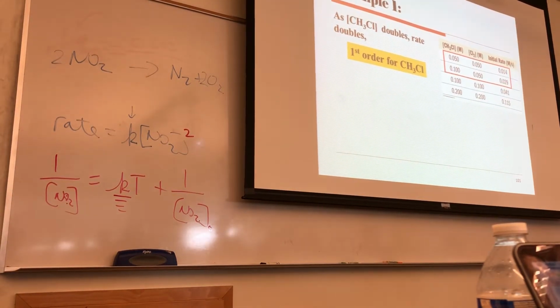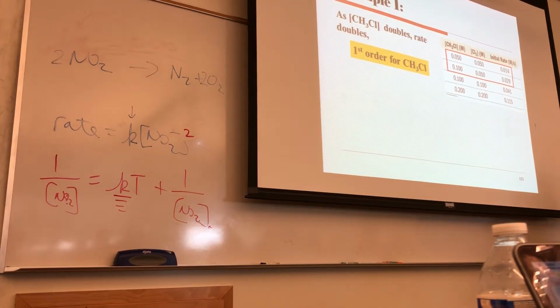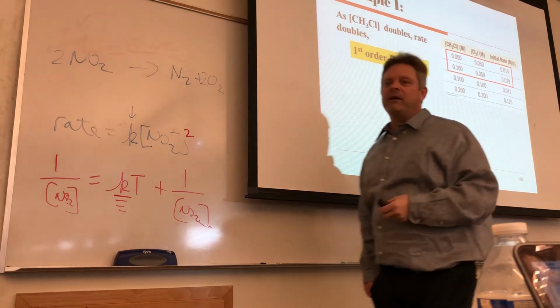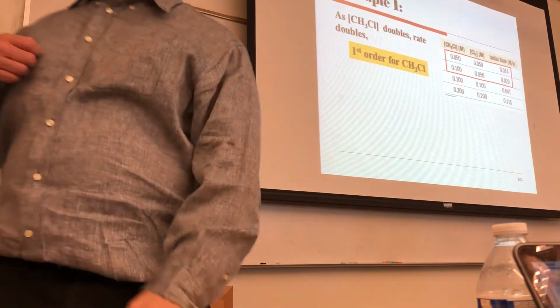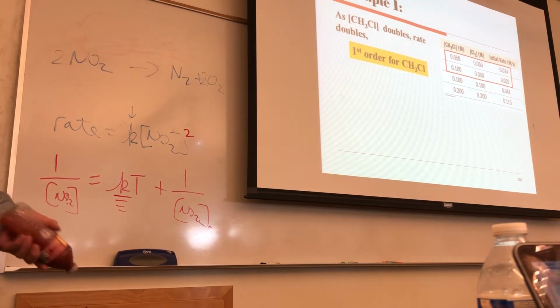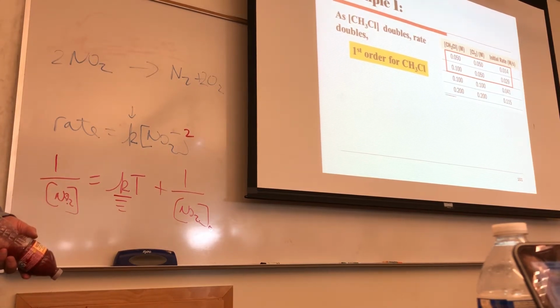The second and third, 0.029 and 0.041, is that doubling? No. It's speeding up, which is about 1.4 times, right? So 0.029 times 1.4 would give me 0.041.